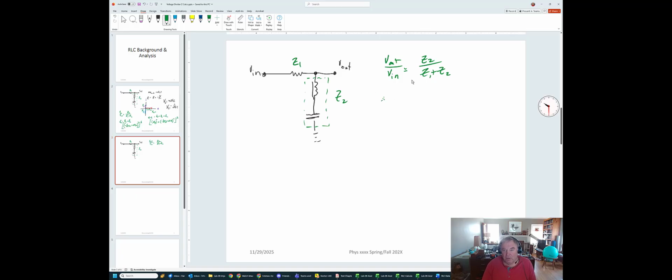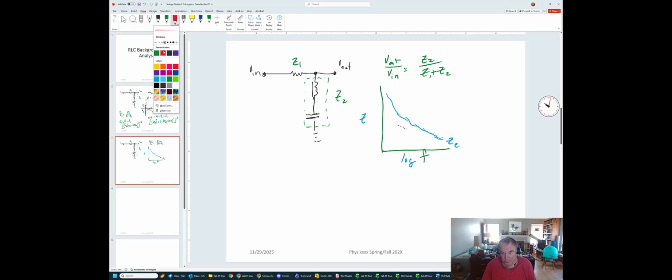Right. So we know that, and so this will be Z. We know that ZC, and this would be log F. This would be the capacitor, and this will be the inductor.